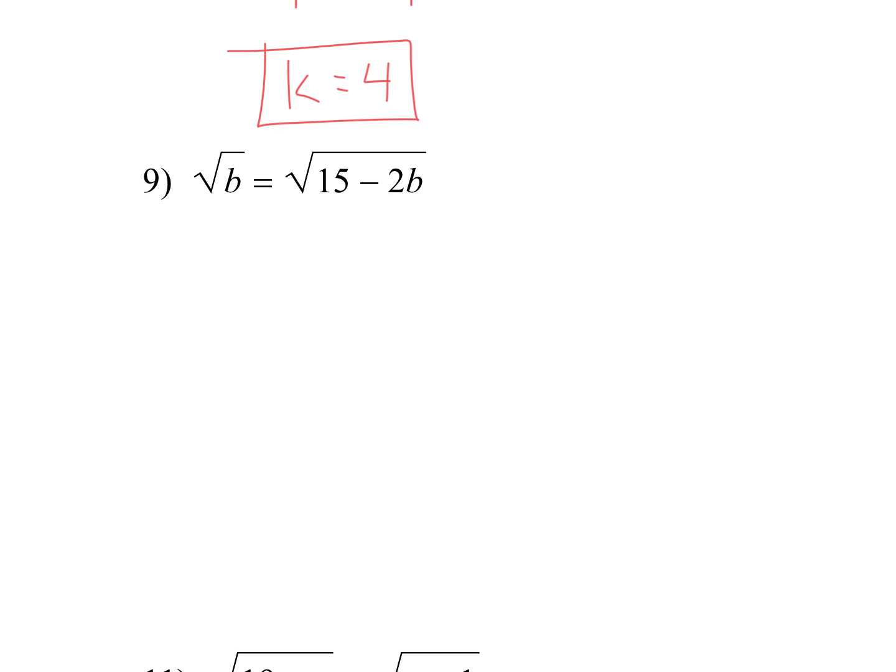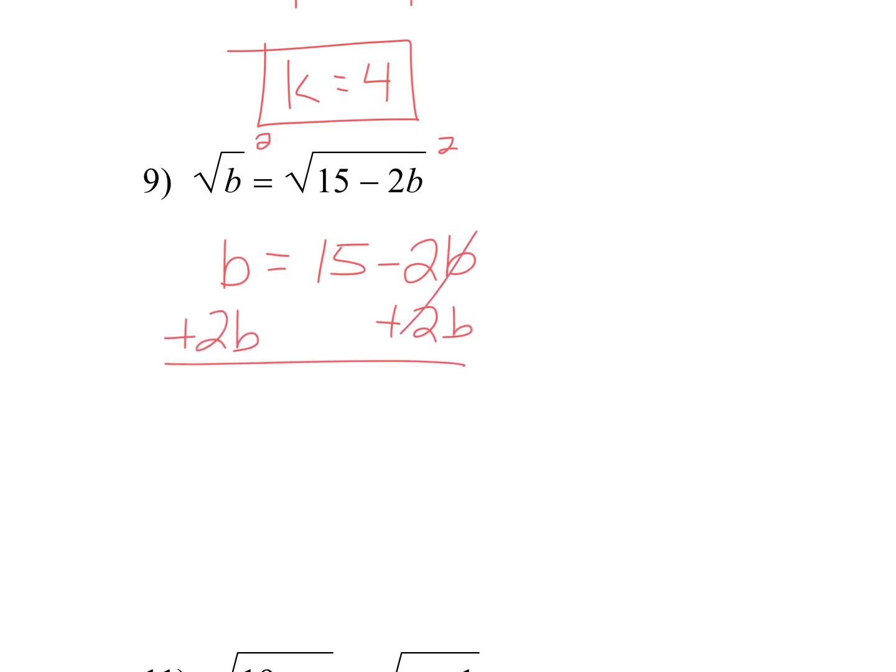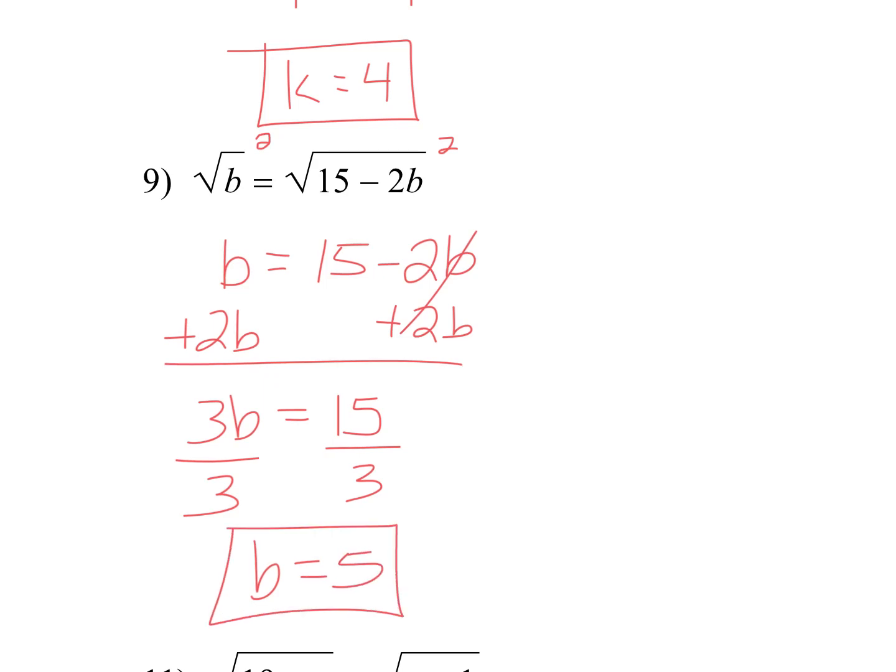First step. Some of you are already doing it. What are you doing? Square both sides. Yep. So we get b equals 15 minus 2b. Next. Yep. 3b equals 15. And then divide by 3. So you get b equals 5.